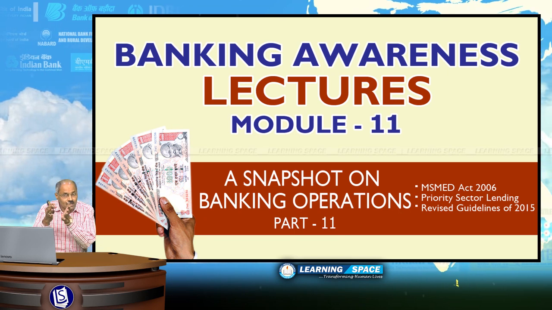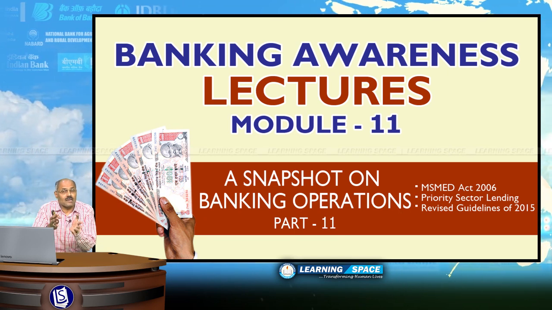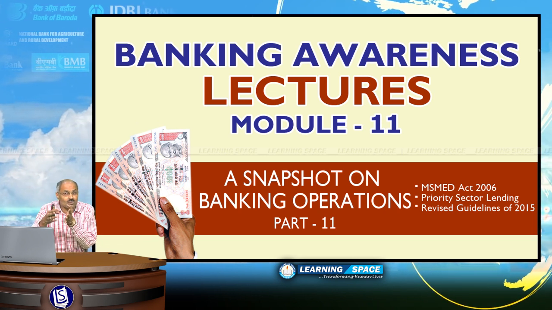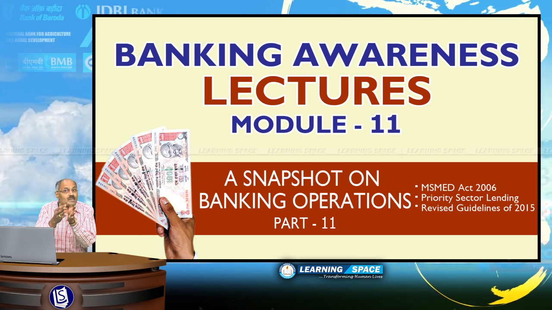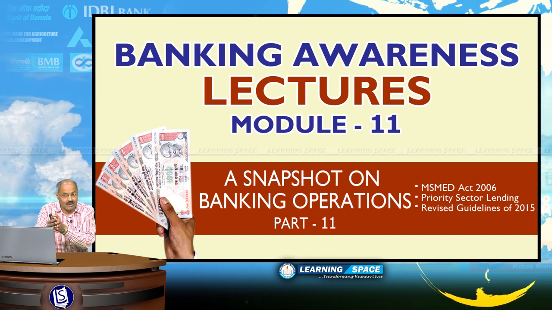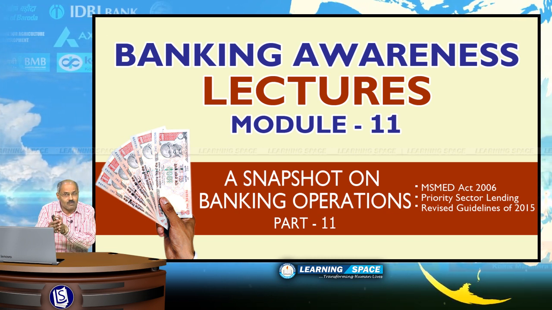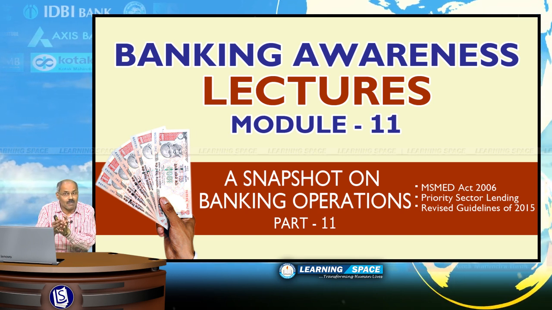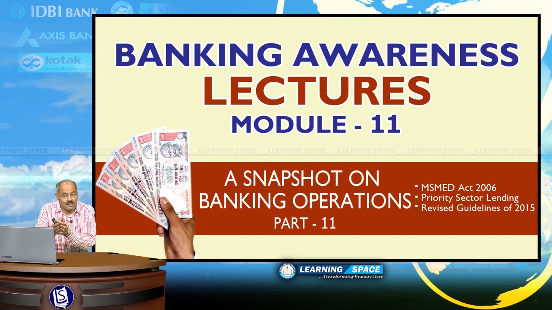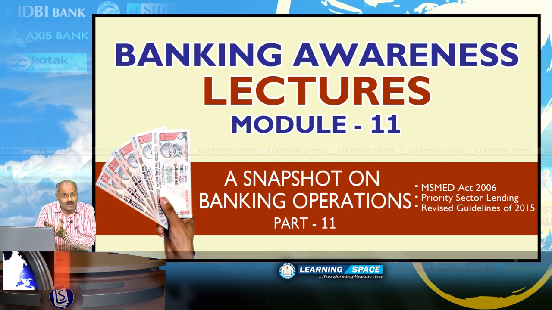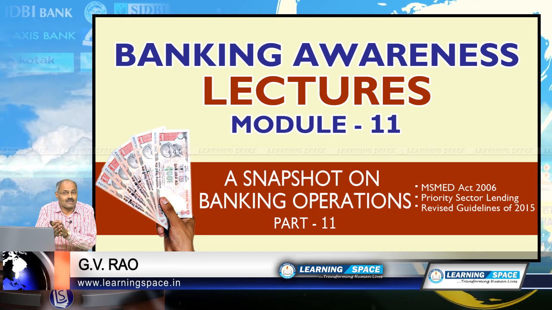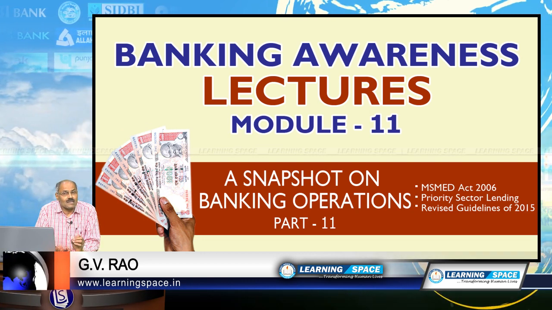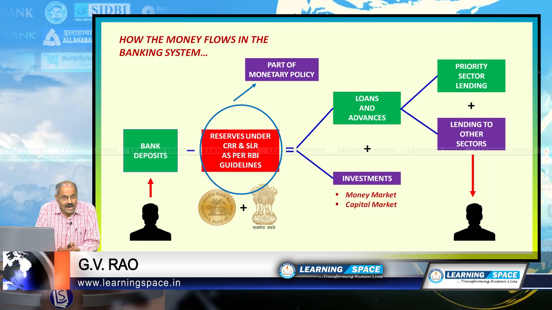This is the 11th lecture, and in this lecture we are going to discuss the MSME Development Act of 2006, what is the bifurcation for micro, small and medium enterprises, and at the same time we are going to discuss priority sector lending, what is meant by priority sector lending, and what are the recent or present guidelines of priority sector lending. And before going into these, let us look at this slide.